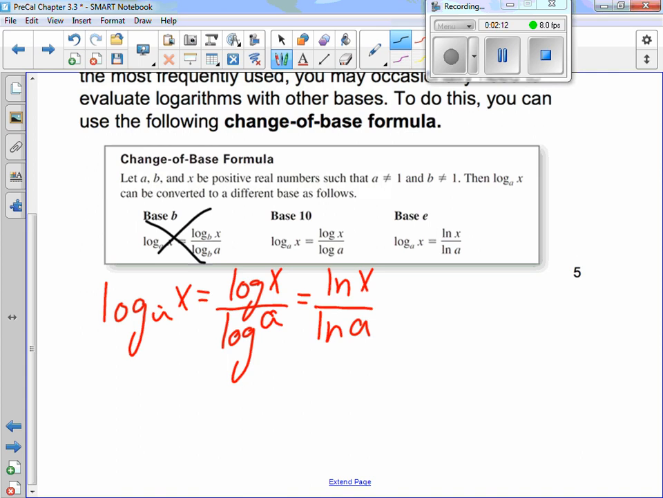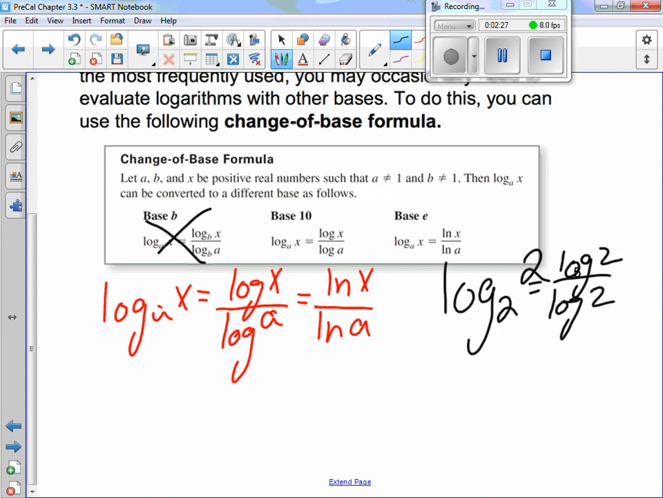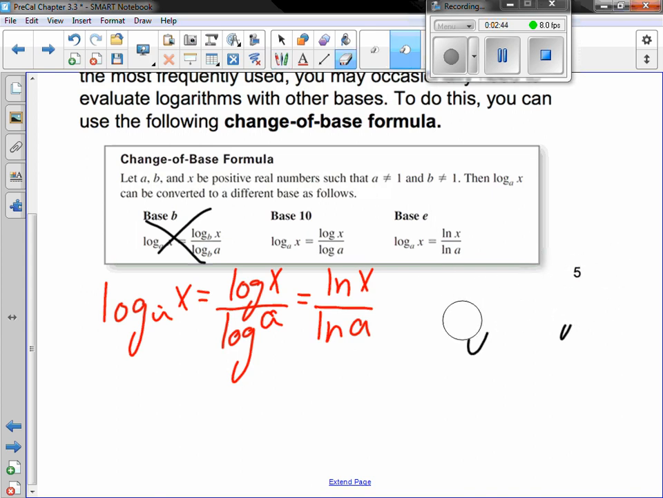Do you get where it's going? If we had log base 2 of 2, there's no reason to rewrite this as log of 2 over log of 2, because log base 2 of 2 simplifies. Does that make sense? Log base 2 of 2 is 1, because when the base and the number inside the log are the same, it simplifies to 1. That's one of our properties. So there's no reason to change it.